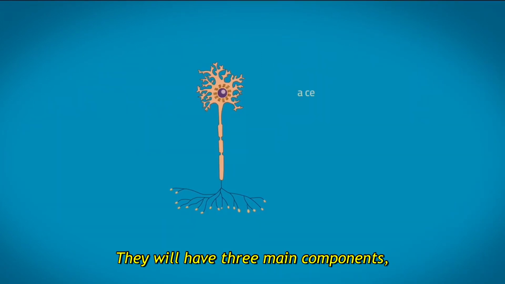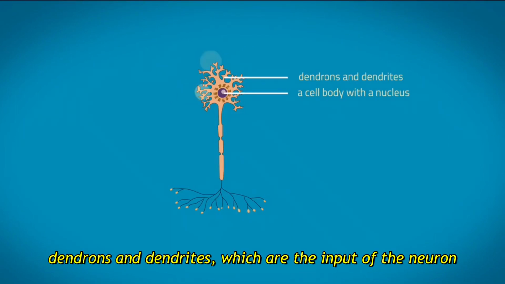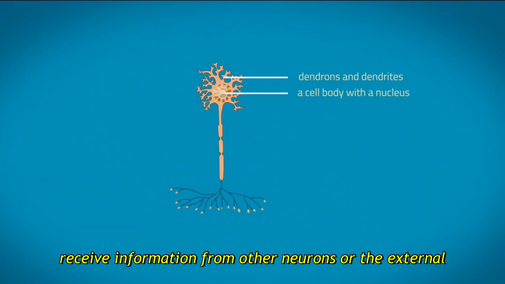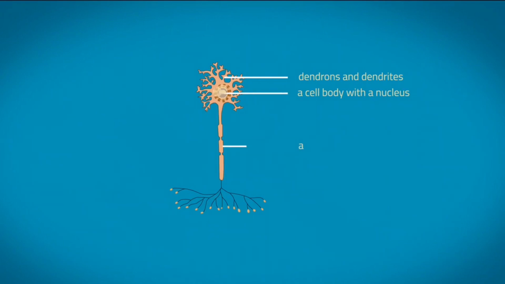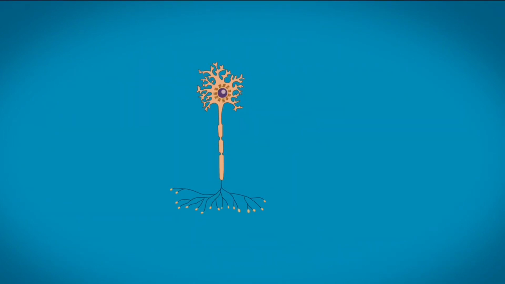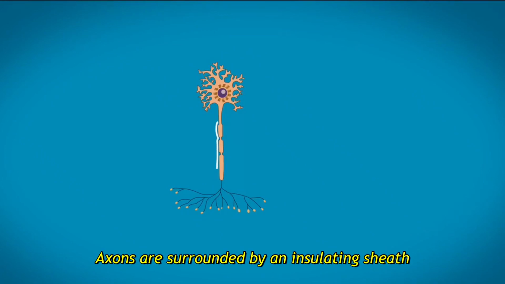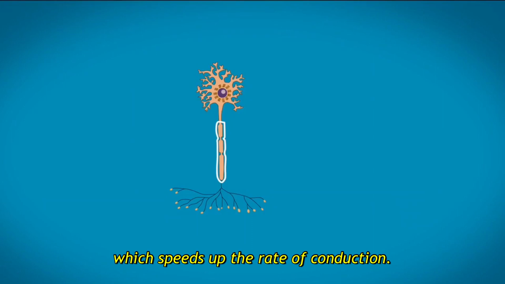They have three main components: a cell body with a nucleus; dendron and dendrites, which are the input of the neurons, receive information from other neurons or the external environment and transfer this information to the cell body; and axons, which carry the signal away from the cell body. Axons are surrounded by an insulating sheath, which speeds up the rate of conduction. It makes the nerve impulse travel faster.